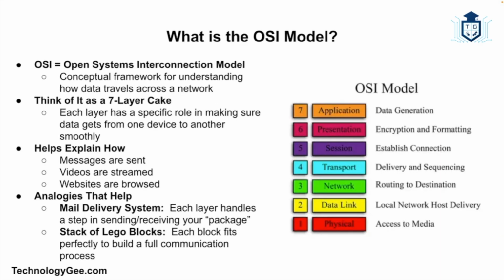So let's go. All right, so exactly what is the OSI model? Well, the OSI model stands for Open Systems Interconnection Model. And I know it sounds fancy, right? But here's the deal. It's just a conceptual framework that helps us understand how data moves across the network, like the internet or your home Wi-Fi. It breaks down this data movement into 7 layers, each with its own specific function. And you can think of it as a layered cake, a stack of Lego blocks, or even a mail delivery system. Every time you send a message, stream a video, or browse a website, your data is traveling up and down this OSI stack, whether you realize it or not.